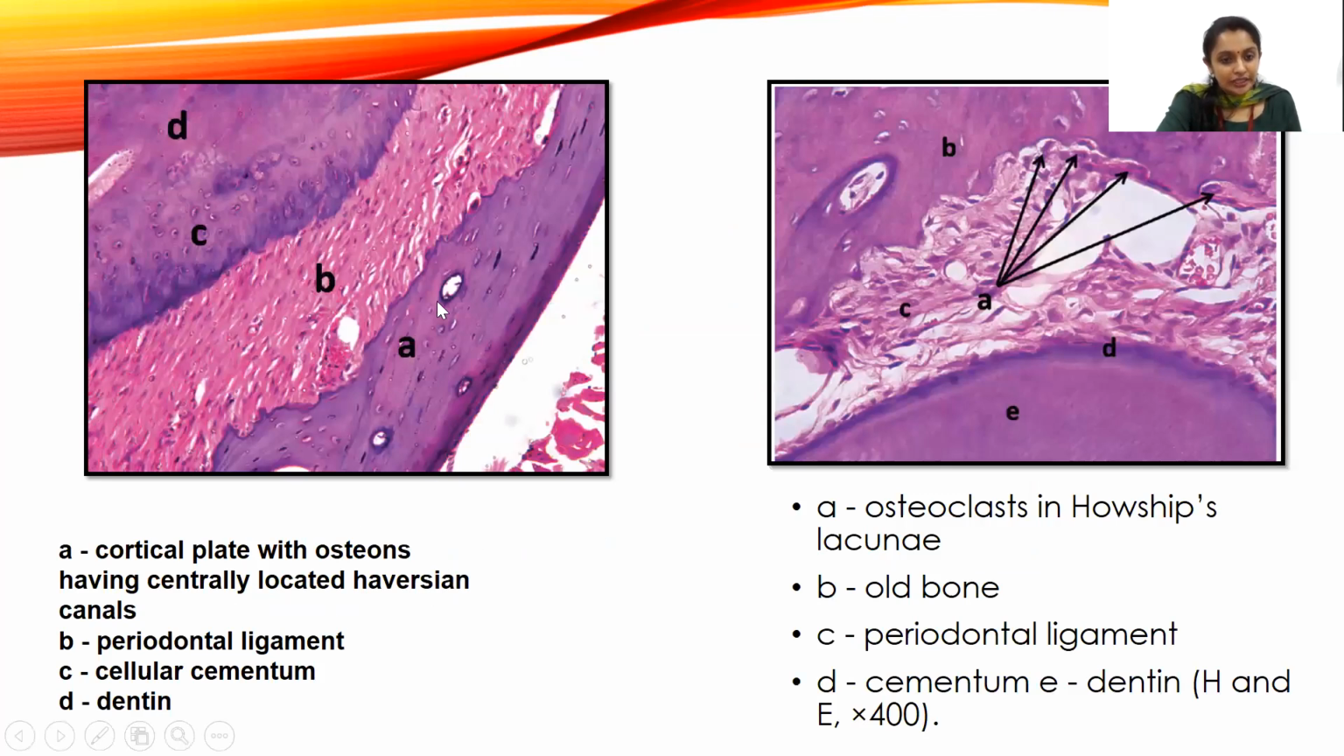So here in the histological section, you can find that this is the cortical plate with osteons having a centrally located Haversian canal, and this B is the periodontal ligament, C is the cellular cementum, and D is the dentin. Now here also you can find that this is the osteoclast, which is located in the Howship's lacunae, and B is the old bone. This is the periodontal ligament, D is the cementum. Here, E you can identify as the dentin.